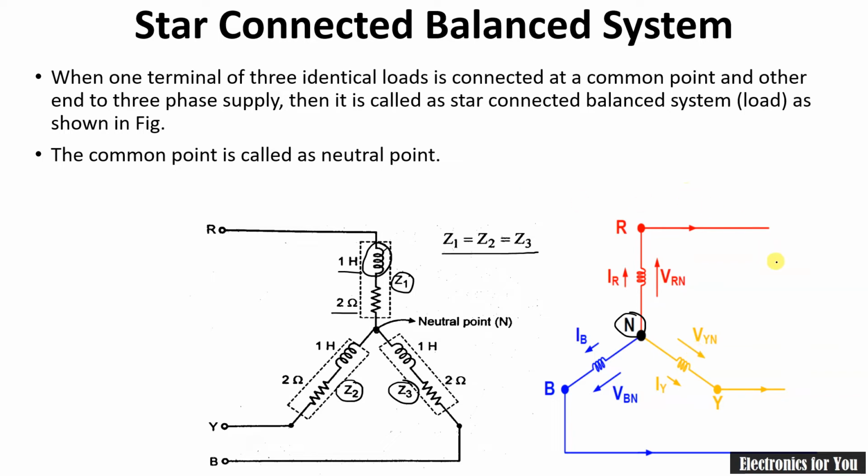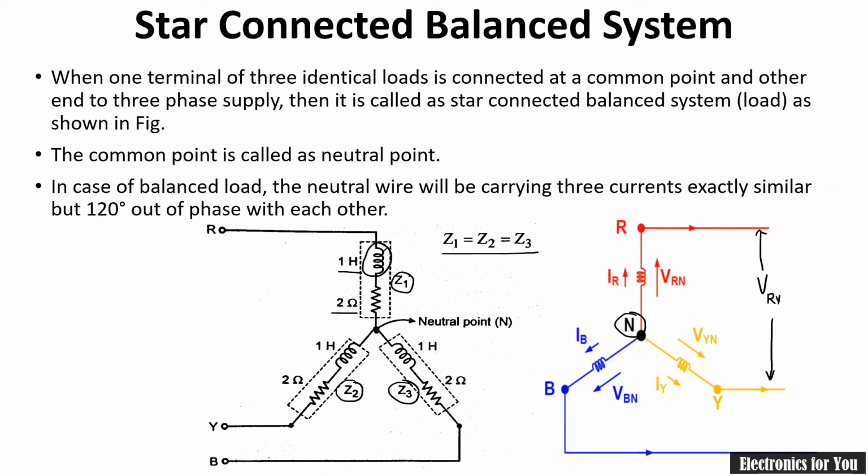Similarly, if we measure the voltage across any two phase wires, then this is called the line voltage. If we measure the voltage between the red wire and the yellow wire, it is called VRY, and it is nothing but our line voltage. So in a three phase balanced system, these voltages will lag from each other by 120 degrees.